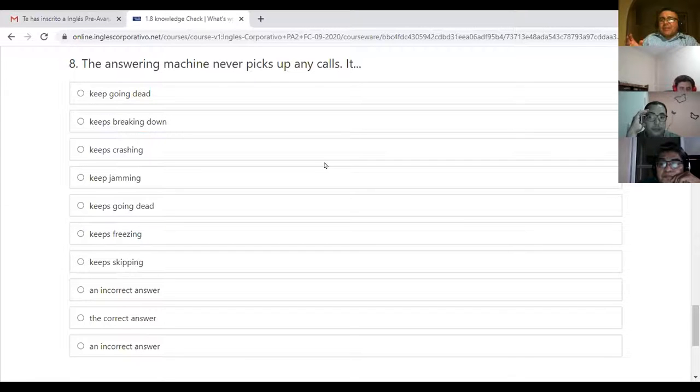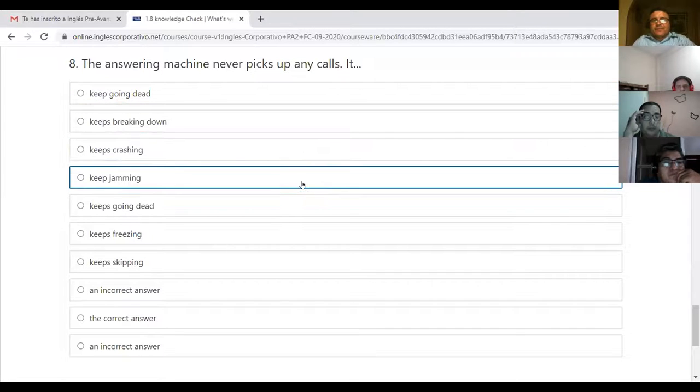So here's the message. When you want to express a problem with an object or with somebody, you will have to use keep plus the ing form of the verb. Any questions?